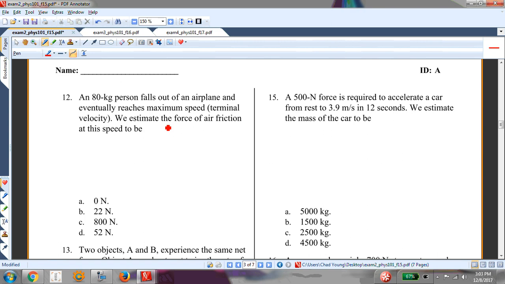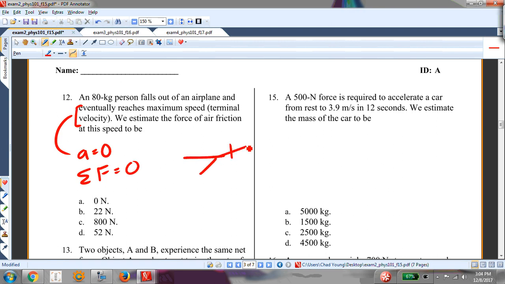An 80-kilogram person falls out of an airplane and eventually reaches their terminal velocity. Then we estimate the force of air friction at this speed to be what? Well, if they reach their terminal velocity, that means their maximum speed, they come to some speed where they're no longer speeding up. That means that the acceleration is equal to 0. And if the acceleration is equal to 0, that means that the net force, or the sum of all the forces, is equal to 0.